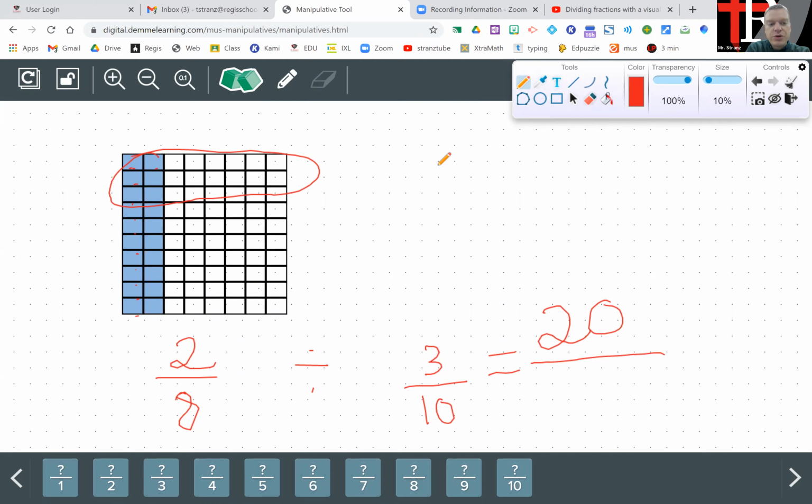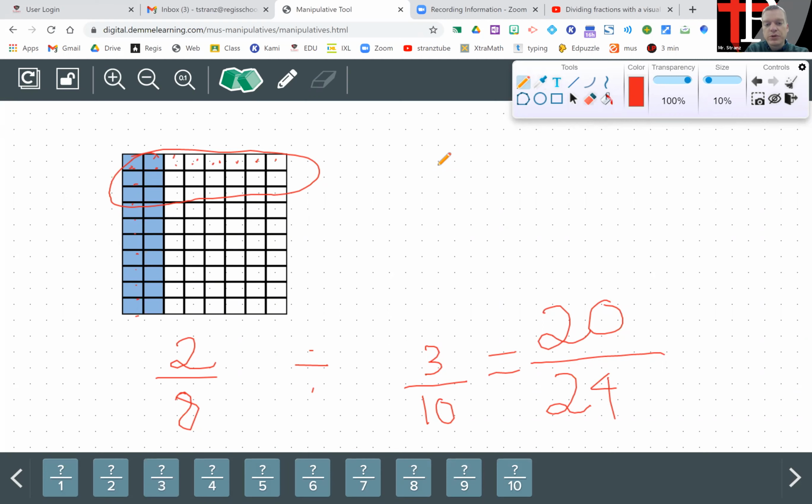Okay, and there's 10 in each row, right? So 1, 2, 3, 4, 5, 6, 7, 8. I'm sorry, there's 8 in each row. Okay, so we did 1, 2, 3, 4, 5, 6, 7, 8. 8 times 3 is going to give us 24. So 2/8 divided by 3/10 is 20/24.